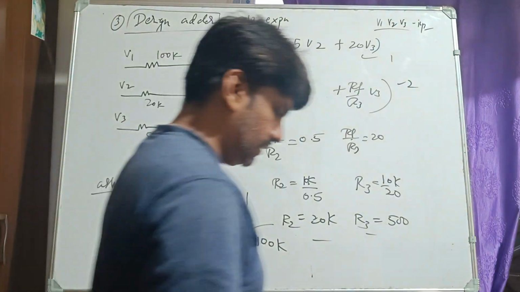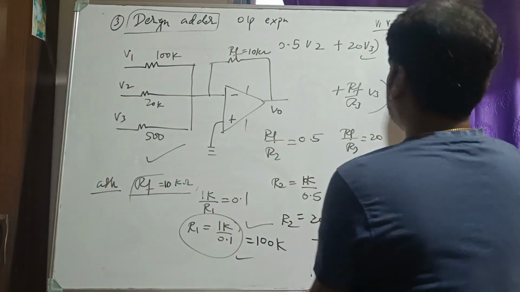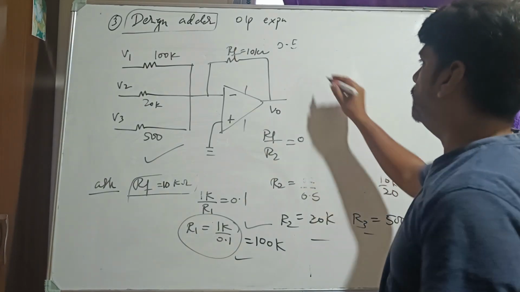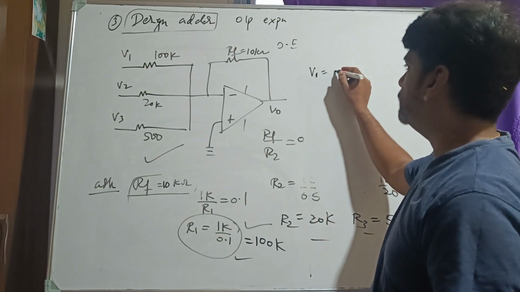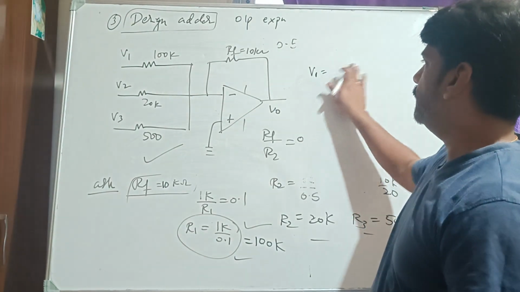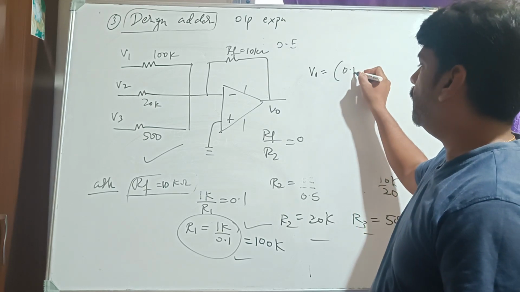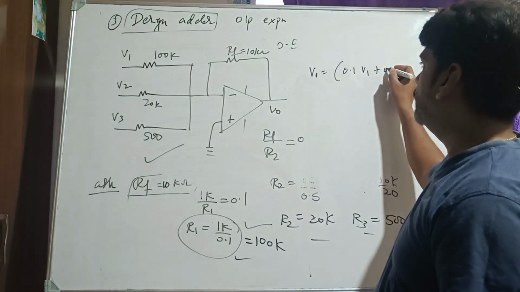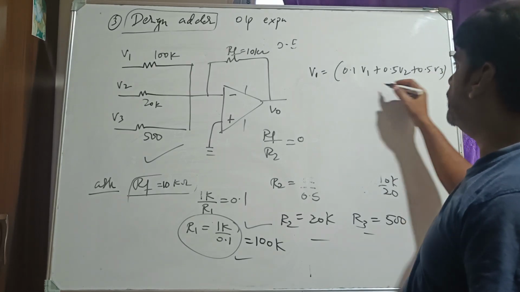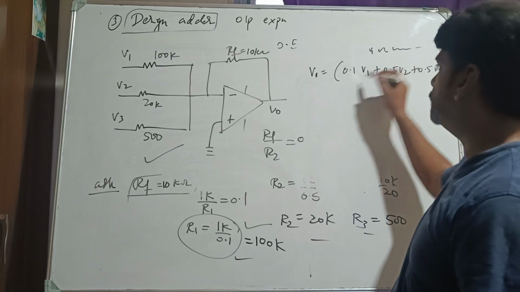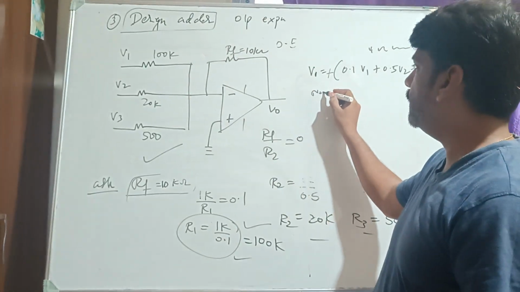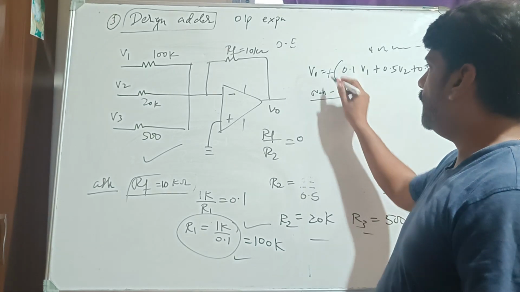So assume the same problem can be asked in a different form. Now look at this. Assume that they have given something like 0.1 V1 plus 0.5 V2 plus 0.5 V3, where V1, V2, V3 are inputs. Now you can observe here it is plus, right? So what is the type of adder? Non-inverting adder.